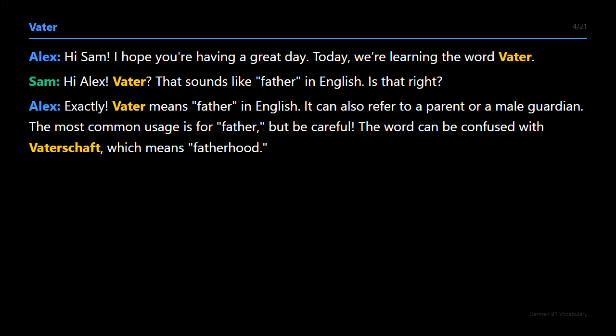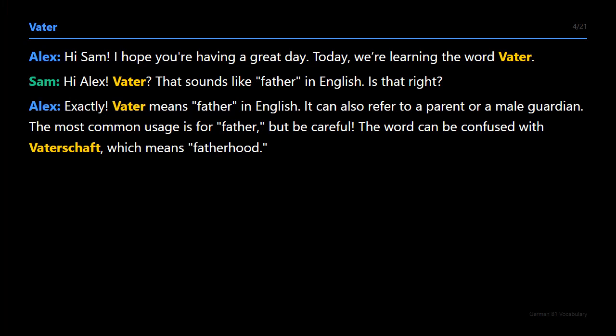Today, we're learning the word Vater. Hi Alex. Vater. That sounds like father in English. Is that right? Exactly. Vater means father in English. It can also refer to a parent or a male guardian.